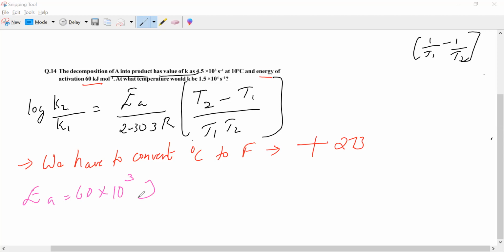At what temperature would K be 1.5? In the sense, the K value initially is 4.5, so K1 is 4.5. Now they're asking at what temperature would K be 1.5. So what is the K2 value? K2 value is 1.5 into 10 power 4. K1 value is 4.5 into 10 cube.